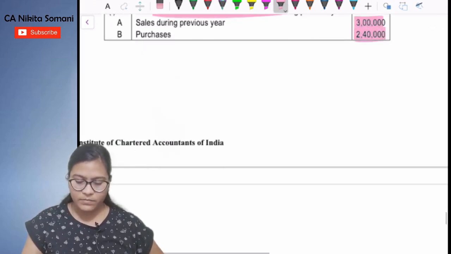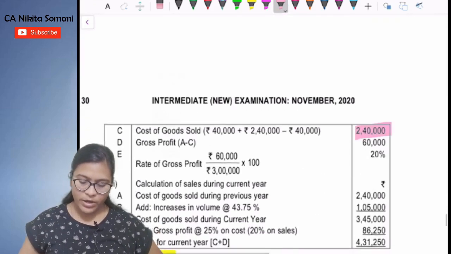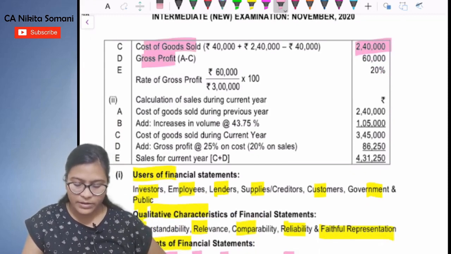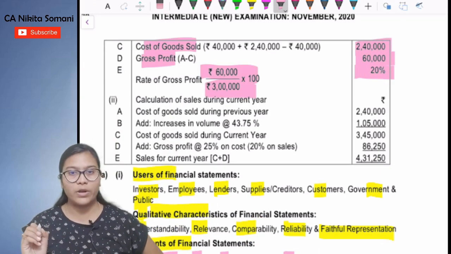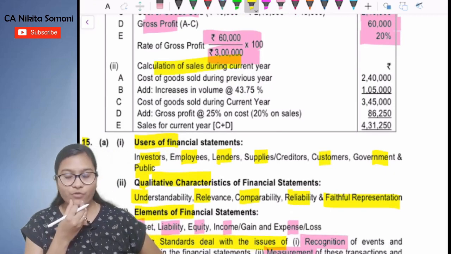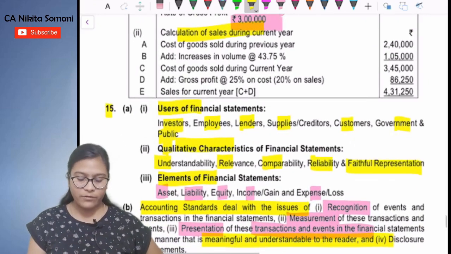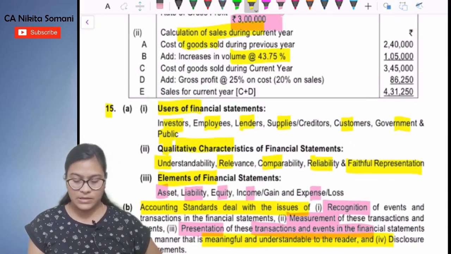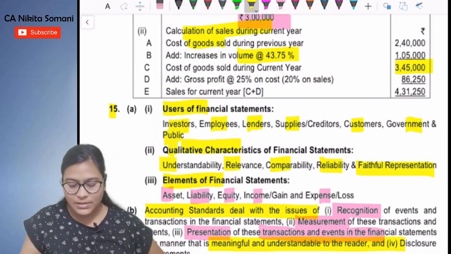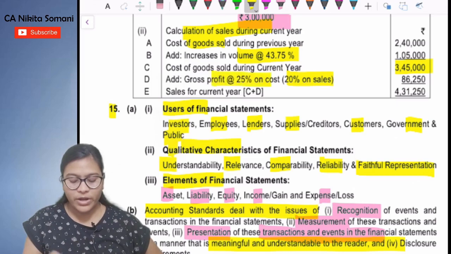Here also it is solved that way. Previous year data is given, okay, 2,40,000 is the cost of goods sold, and then gross profit comes to 60,000, and then the GP ratio is 20%. And then they are solving what? Next year's sales they have to calculate, but cost is given, and there is an increase. So that comes to 345,000.